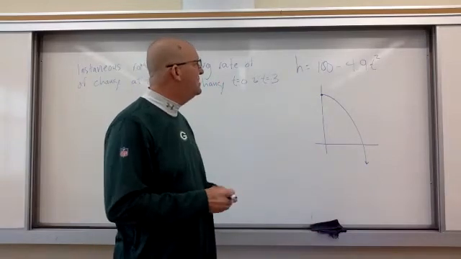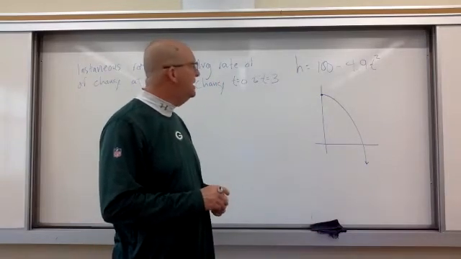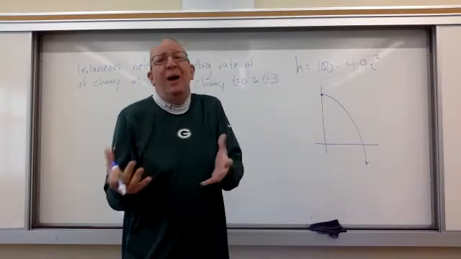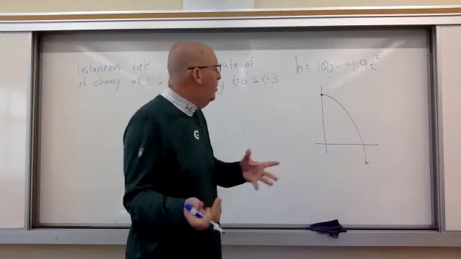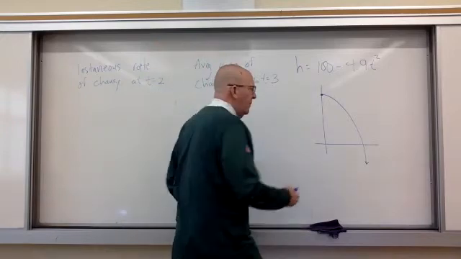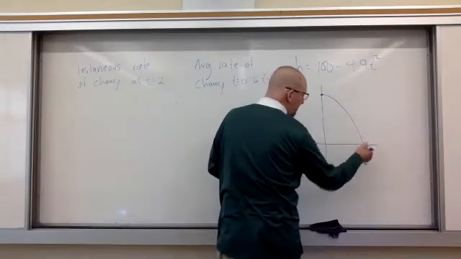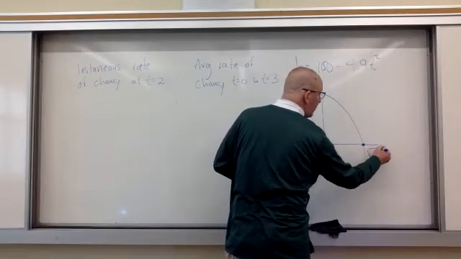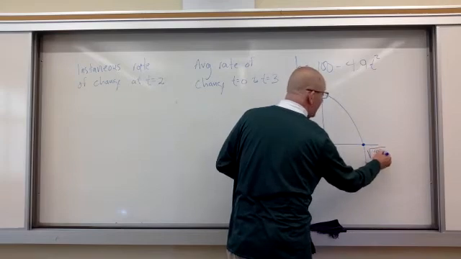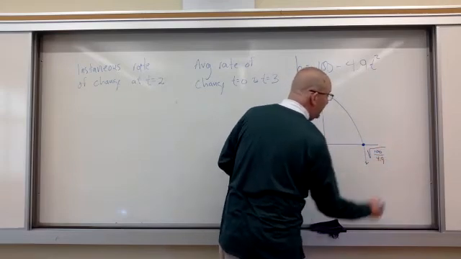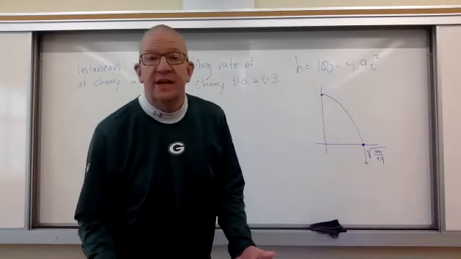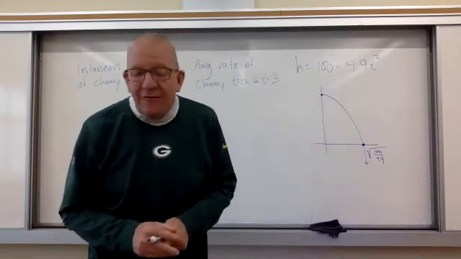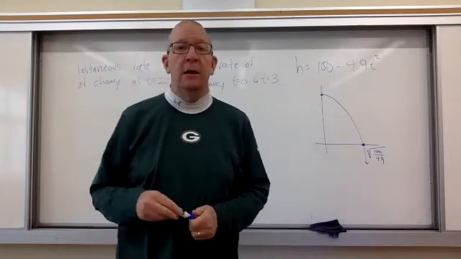Well, it's the value of t that makes h 0. So 100 divided by 5 is 20, square root 4-ish, right? So this is the square root of 100 divided by 4.9. Okay, that's that x-intercept. So we're interested, though, first of all, in the average rate of change between 0 and 3.